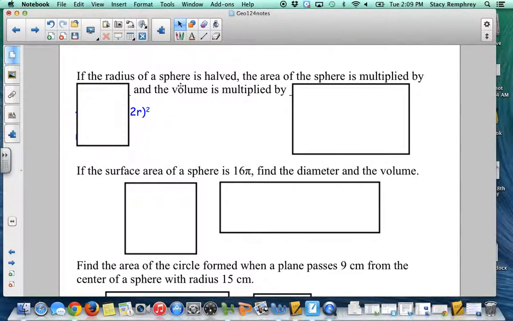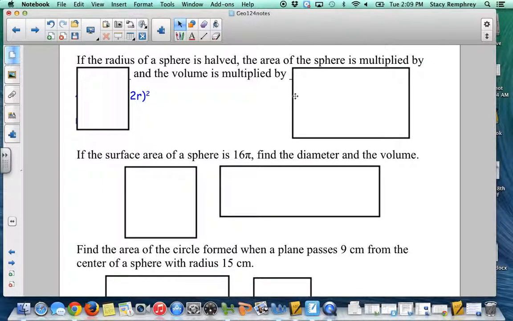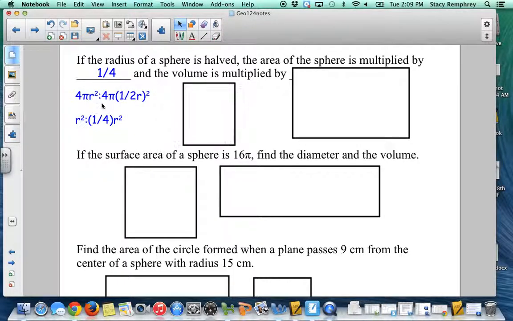Okay, if the radius of a sphere is halved, the area of the sphere is multiplied by blank and the volume is multiplied by blank. Again, what I would do is try and do all these problems on your own and then come back and hear the answers and check your answers. So for the area, you'll see I did the area the normal way, and then I did it again where I plugged in 1/2 r instead of r. Now remember, when you square a half of r, it's 1/2 times 1/2, which is 1/4. So when I'm half the radius, the area is multiplied by 1/4.